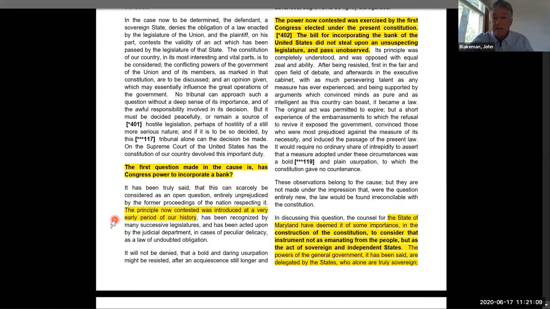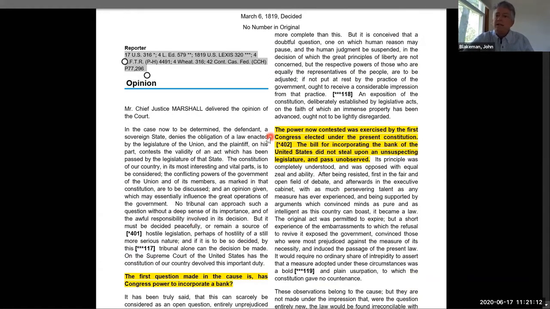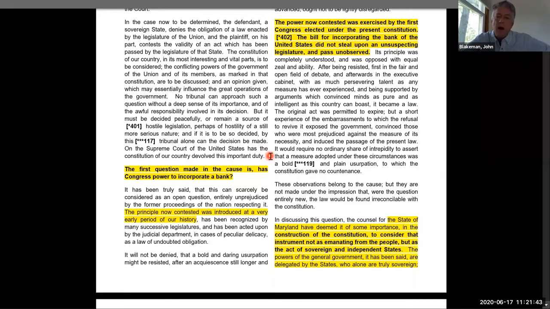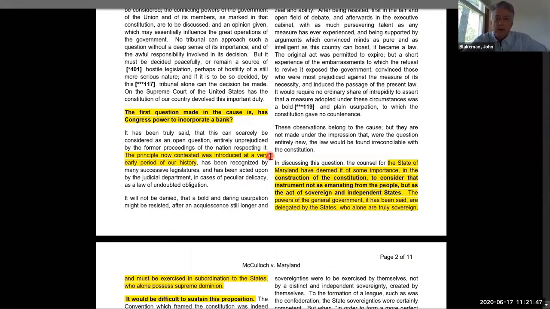He's talking about 1790. And he says, the power now contested, the power to charter a bank, was exercised by the first Congress under the Constitution. The bill for incorporating the bank did not steal upon an unsuspecting legislature and pass unobserved. Its principle was completely understood. It was debated. He goes on to say that some of the brightest minds in the country debated it and passed it. Some of the people who wrote the Constitution debated it and passed it. So in a sense, he's reminding us that we've been here before, that we have dealt with this question. And Congress in 1790 and again in 1816 thought that the National Bank was constitutional.